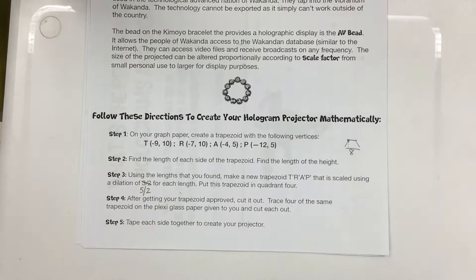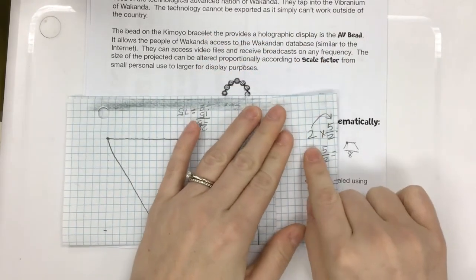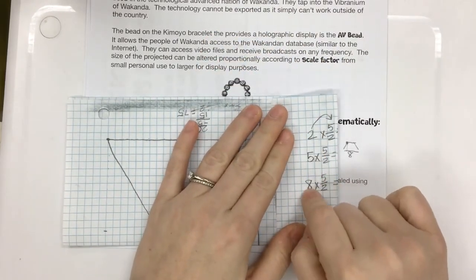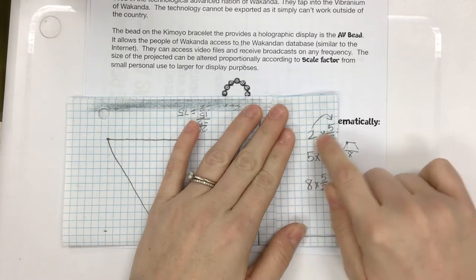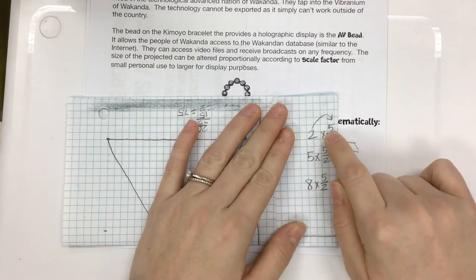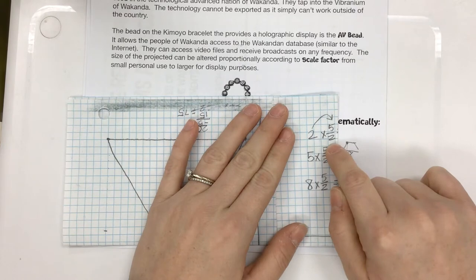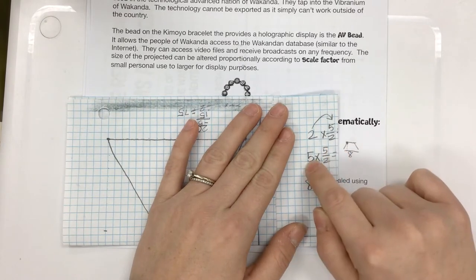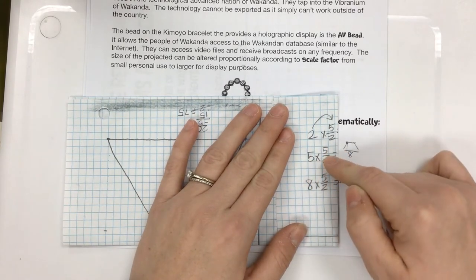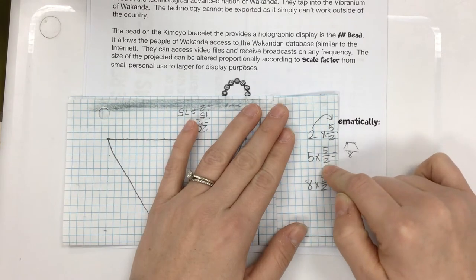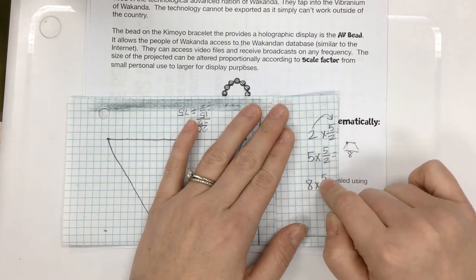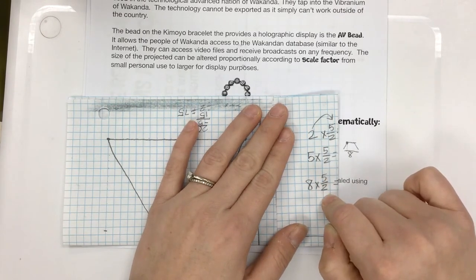So what we're going to do is we're going to multiply each of these lengths by 5/2. So 2 times 5 is 10. 10 divided by 2 is 5. 5 times 5 is 25. 25 divided by 2 is 12.5. 8 times 5 is 40. 40 divided by 2 is... pause the video here so you can double check your calculations.